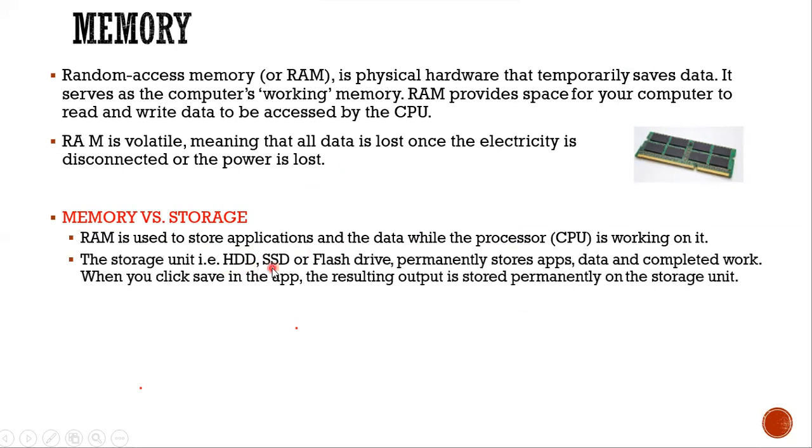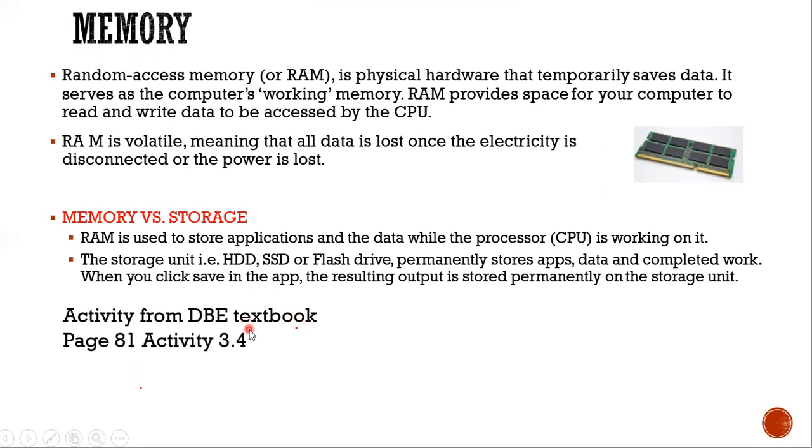Storage, like your hard disk drive, your solid state drive, and your flash drive, permanently stores apps, data, and completed work. So when you save your work, it gets stored on a hard disk drive, depending on the drive that you have. But that's your secondary storage. RAM is your primary storage. So when you save work, it goes onto your secondary storage, which could be your hard disk drive, solid state drive, or your flash drive. And it's permanent storage. The activity thus far on your motherboard is in your DBA textbook, page 81, activity 3.4.